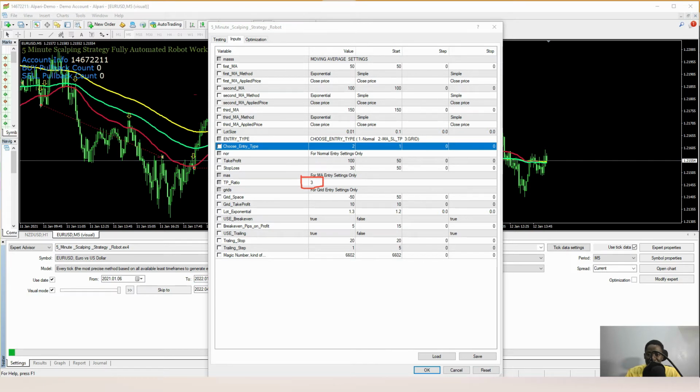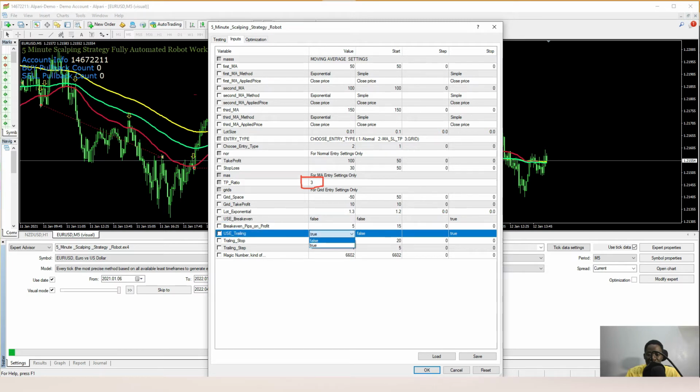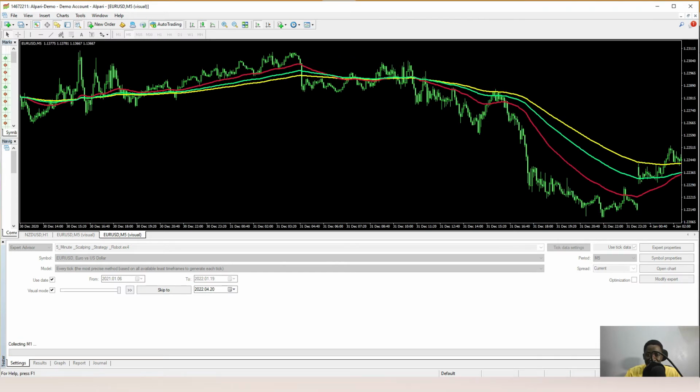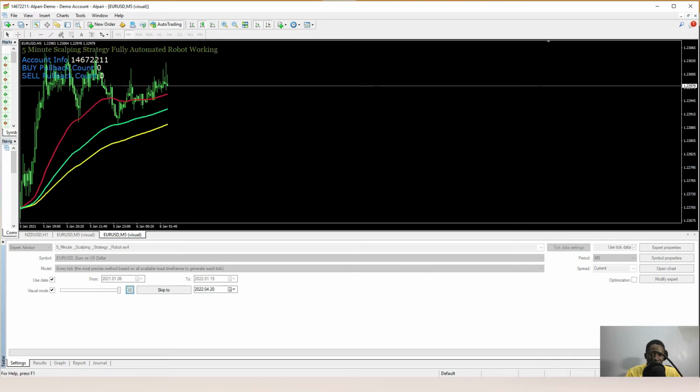I don't want to use break even or stop loss. I don't want to use break even, and I don't want to use trading stop, because I want you to see the take profits to be this ratio, and I want you to see the stop loss here. So let's try to do our back test now. Let me click OK. Let's click on start. Let me load the template so we can see what's happening. So let's click on play.